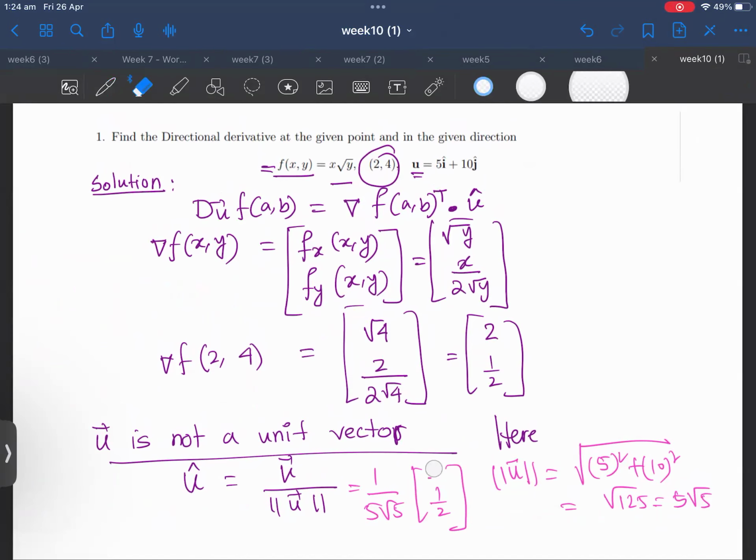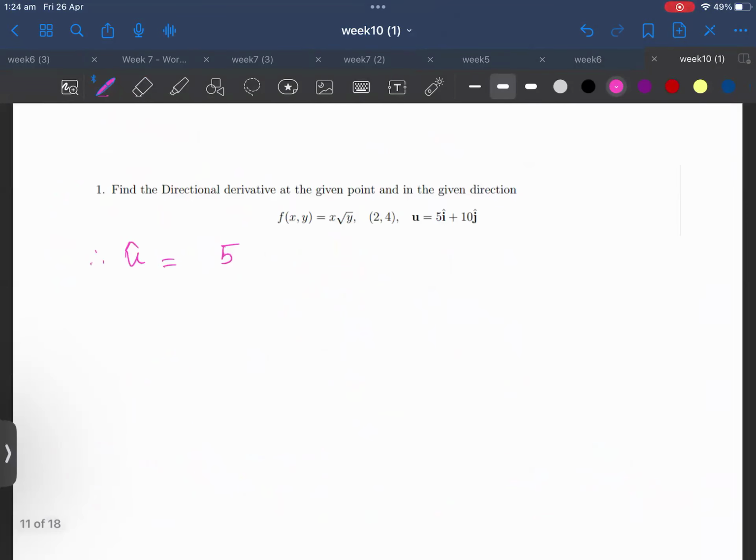The mistake is here. This should be 5, and this should be 10. So 5 over 5 root 5 i plus 10, 5 over root 5 j. So you can write down what this cancelled. So this is a 2. So 1 over 5 square root 5 i plus 2 square root 5 j. And this is the unit vector.